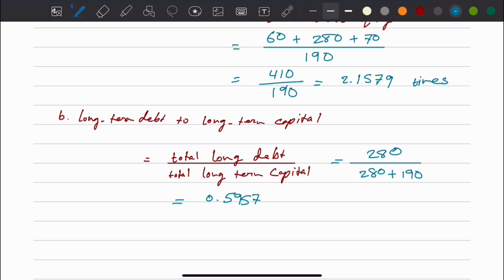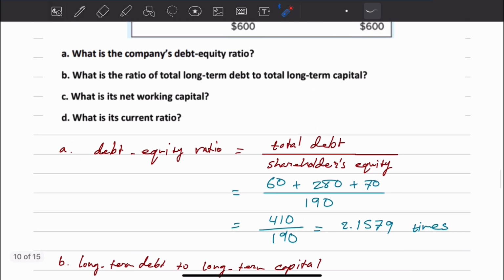So what does this mean? This means that the capital structure of the company is 59.57%, if we express it as a percentage, which is almost 60%. So we could say that the capital structure of the company is almost 60% long-term debt. So they rely on debt more than they rely on equity to fund their investments.